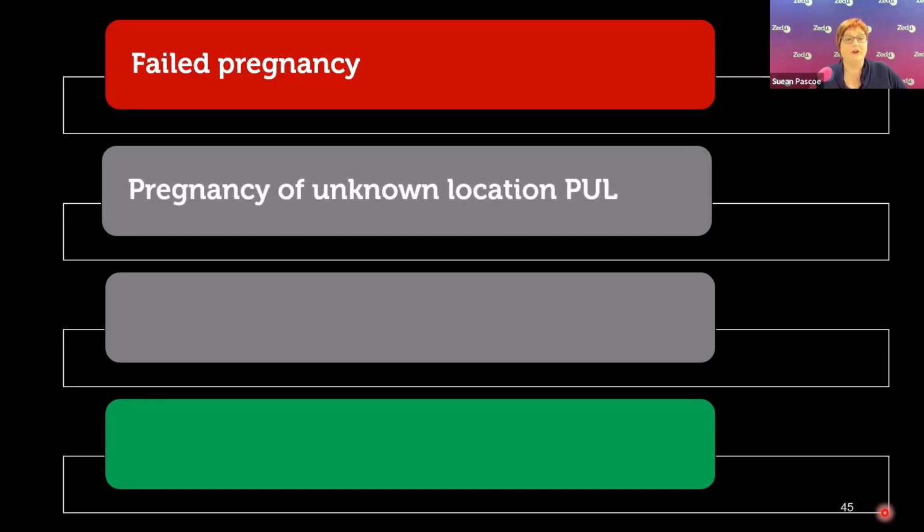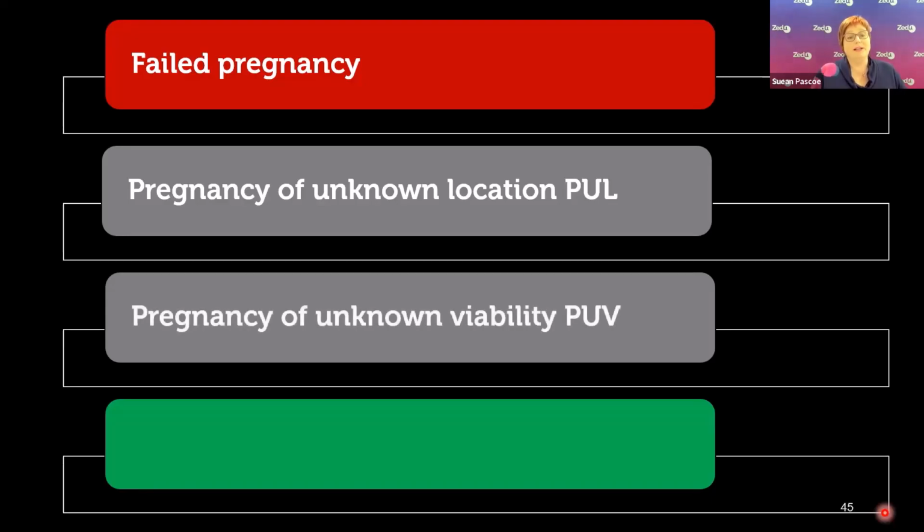Might be a pregnancy of unknown location, so it might just be, we can't confirm that this is an intrauterine pregnancy. It could be a pseudosac, or it could be a very, very early gestation. So our mean sac diameter is less than 25 millimeters, and we're probably not going to see a crown rump length at this stage. It might be a pregnancy of unknown viability. So this means that our crown rump length doesn't quite meet those threshold criteria. So we can see the embryo, but we can't see the heartbeat.